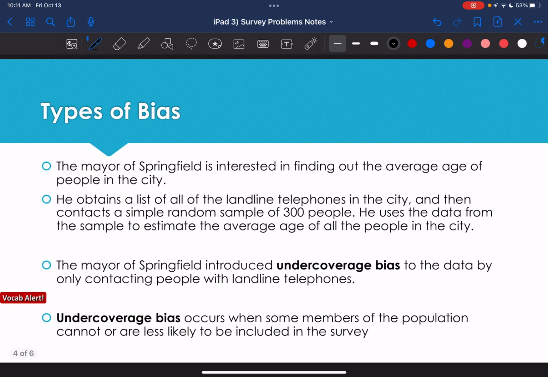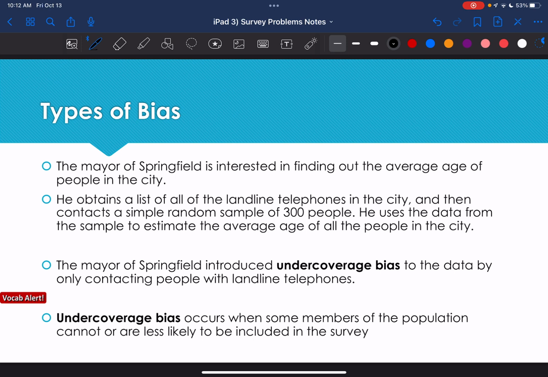All right, so the mayor of Springfield is interested in finding out the average age of people in the city. He obtains a list of all the landline telephones in the city and then contacts a simple random sample of 300 people. He uses the data from the sample to estimate the average age of all the people in the city. Now, who owns a landline phone at this point? Basically, everyone's using cell phones. So if that's the case, he's probably only going to get real old people that still have their landline phones, right? So this is undercoverage bias, right?